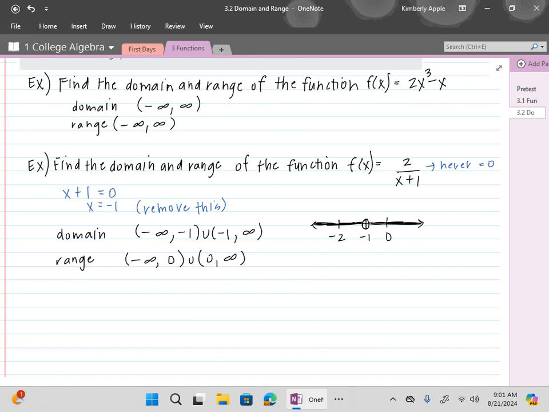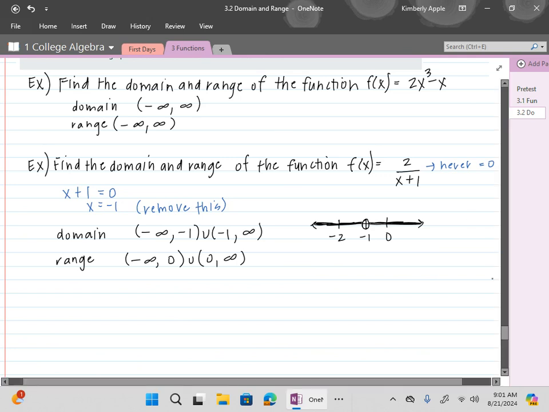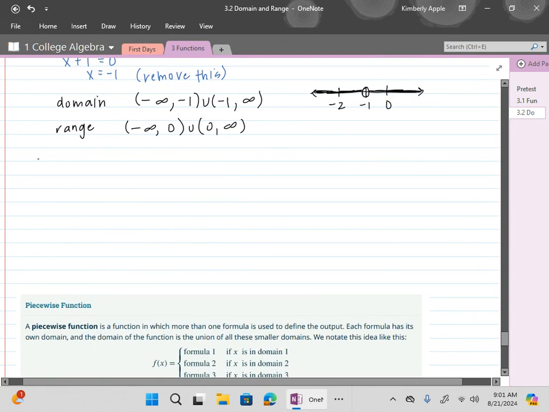All right, questions so far? Okay. All right, let's do another one. Let's do another one, and you can probably guess what type of restriction I'm going to show up here. So find the domain and range of the following function, f of x.